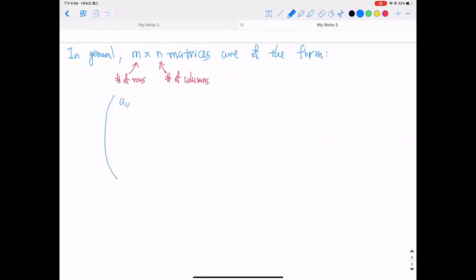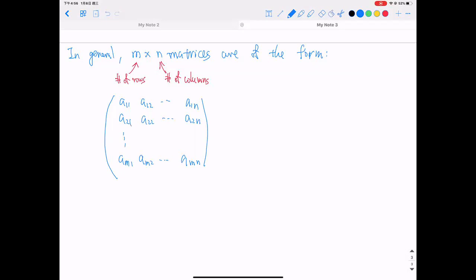A11, A12, up to A1n being the first row. Right, each row here should have n numbers because you have n columns. A21, A22, A2n, and you'll have m rows, Am1, Am2, Amn. Okay.